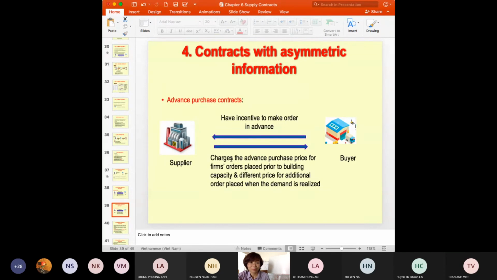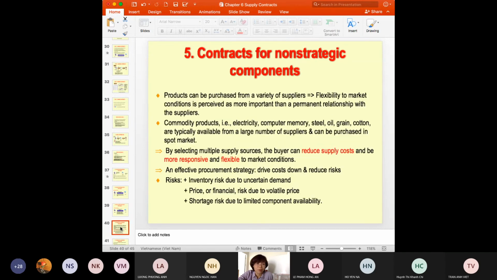Okay. If they order in advance, maybe they get the lower price. They have the incentive to order. Those are the two ways to deal with this situation. The supplier can know the real forecast from the buyer, they pay on that, and they build the production capacity.